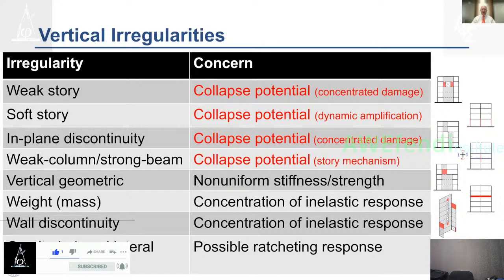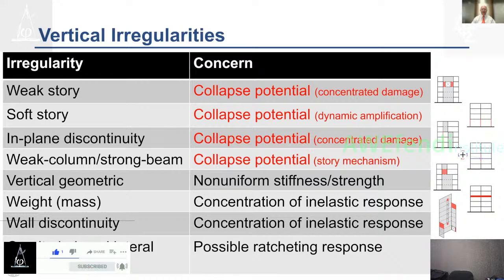And we could get concentrated damage in that weak story, and that could lead to collapse, as it has in many earthquakes in the past. A soft story irregularity is not a question of how much strength there is there, it's a stiffness issue. And the softer or more flexible story can deform more, especially under dynamic loading, and that could produce collapse.